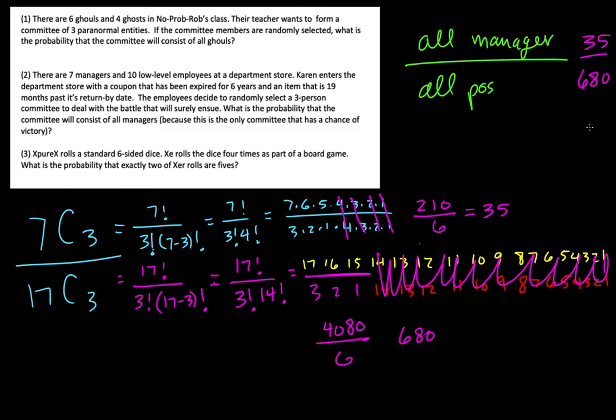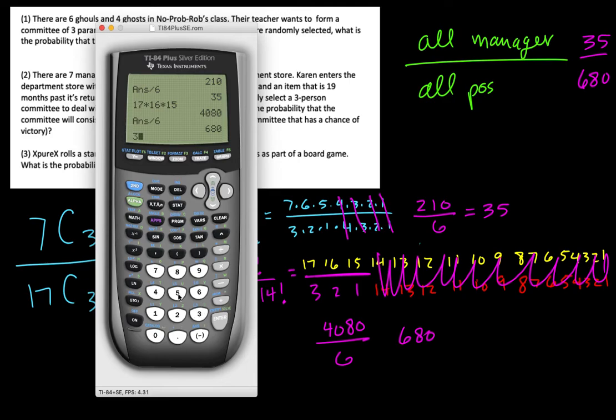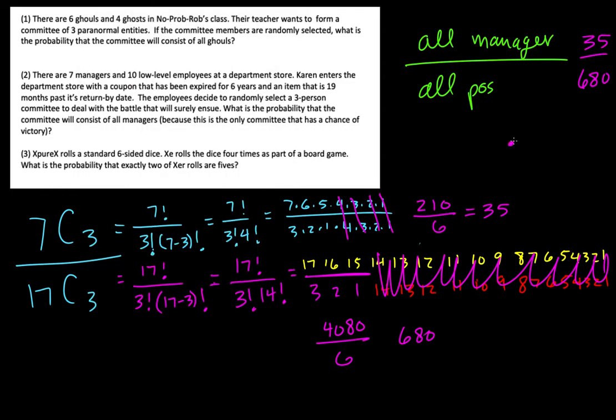And so 35 divided by 680. We get 0.051. And so that's about 5% if we round it. So we only have a 5% chance of winning the Karen battle.